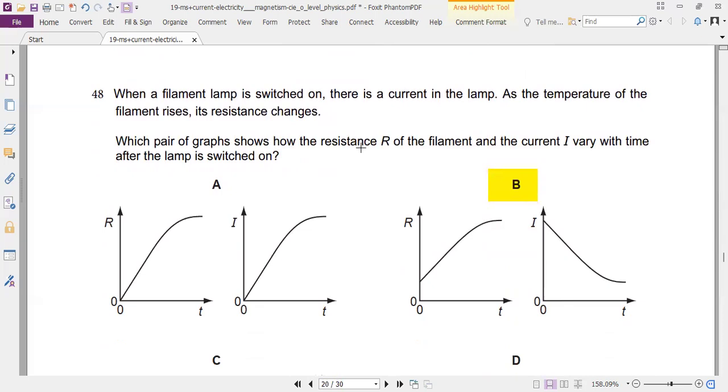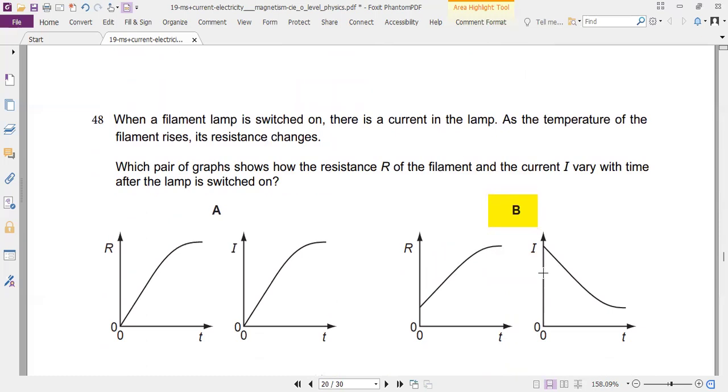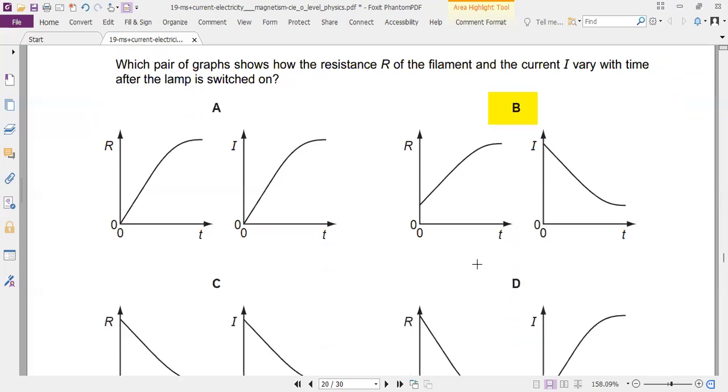Which pair of graphs shows how resistance of the filament and current vary with the same time after the lamp is switched on? So carefully look at the filament lamp is switched on. There is current, the temperature of the filament increases, resistance changes. So we can see that as the temperature increases, the resistance increases and the current has come down.